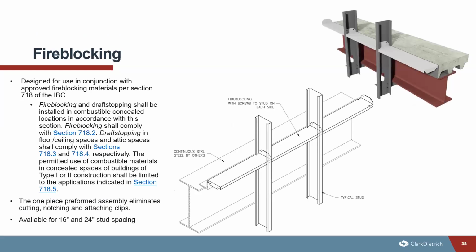Next, we have a fire blocking connector. Now, fire blocking is specifically designed for use in conjunction with approved fire blocking materials based on Section 718 of the IBC. That's going to provide the requirements for both fire blocking and draft stopping in the combustible concealed spaces. Now, this system simply installs by twisting it into the stud flanges and screwing it into the web studs. As you can see on the slide here, there is a kind of a flag on the connector that's going to go into the soft side of the stud, or the open side of the stud. And then there is a flag that goes down to be connected to the hard side of the stud. So it is a one-piece assembly that does eliminate cutting, notching, and attaching clips.